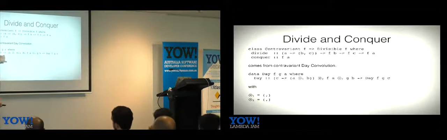This is, if I turn around and I just take divide and basically do the same trick that I did with app to build the signature for day convolution, I just read this off here and then needlessly alpha renamed things on you.